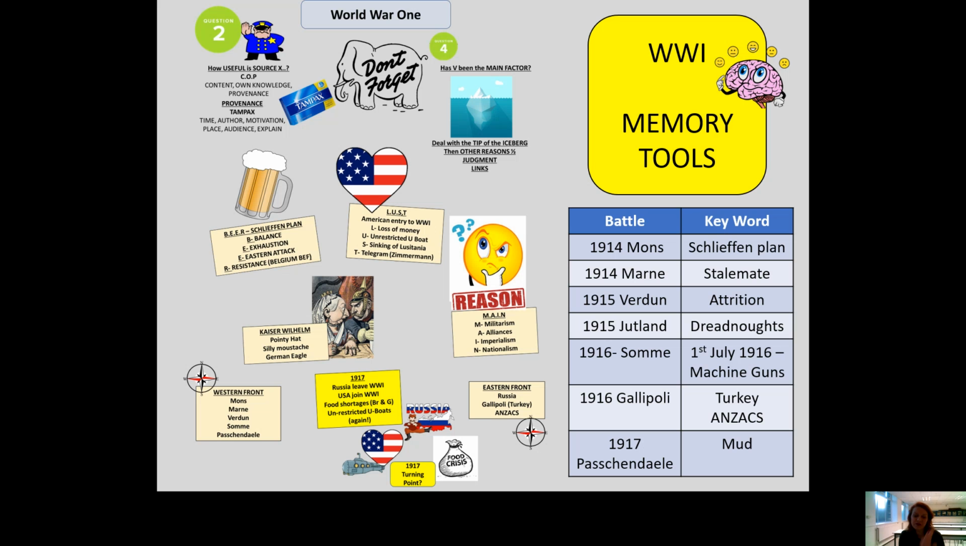The battles, I've put them all in a chronological order for you. And I've given you just one key word to help you remember each battle. Make your own of those. Make flashcards, battle on one side, keywords on the back. Try and make it a question if you can to help yourself interleave and improve that memory.